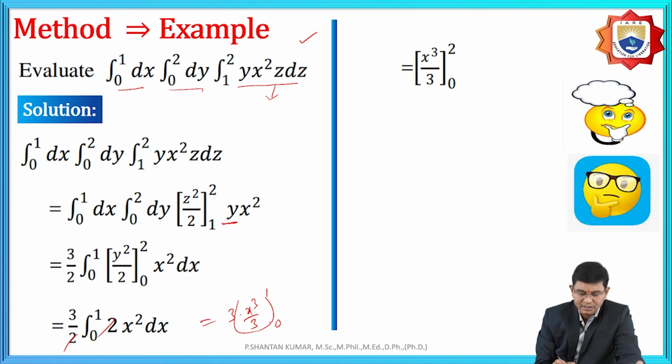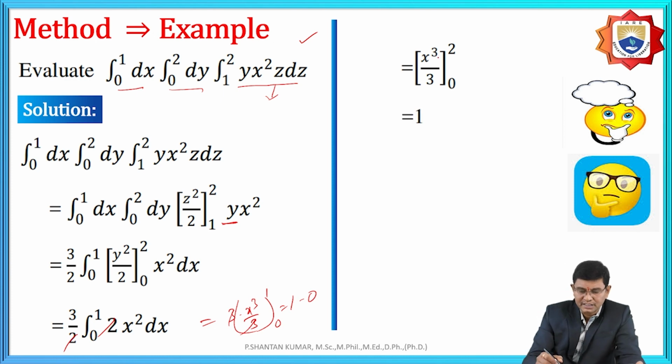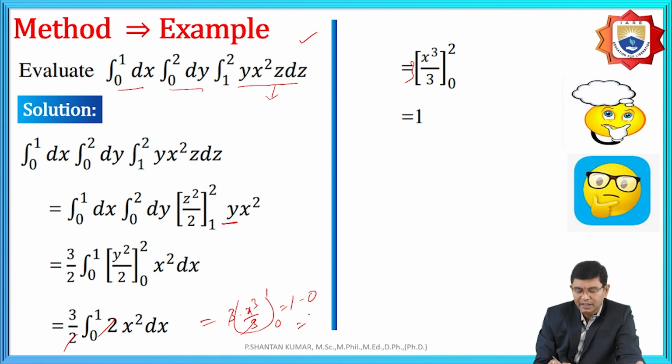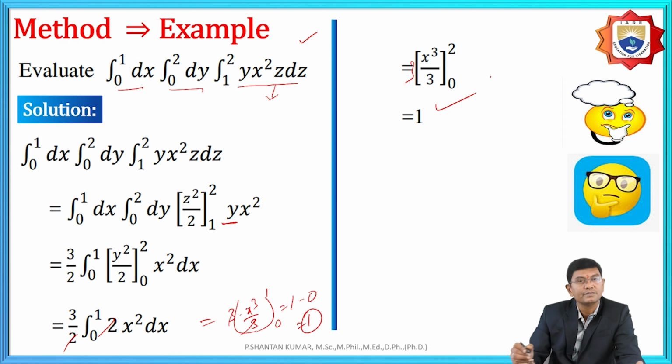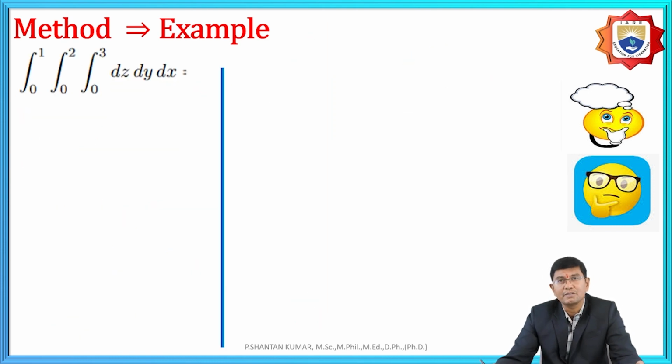Yes, it is 3 into x cube by 3. That 3 is also cancelled. 1 minus 0. Therefore, the solution, actually the 3 is also required. And again the solution will be 1 minus 0, which is nothing but 1. It is clearly showing the solution is the value 1.